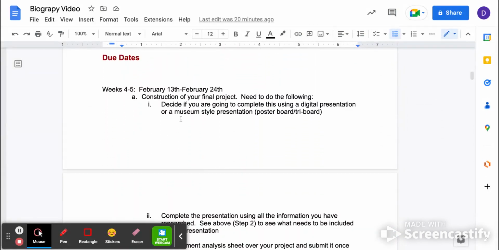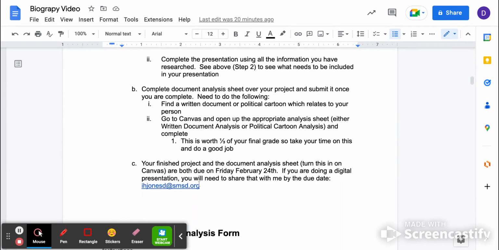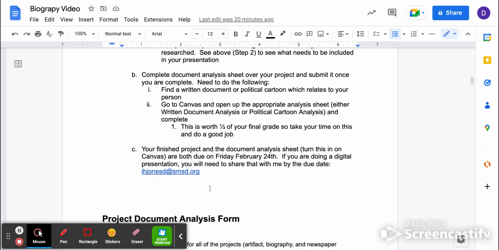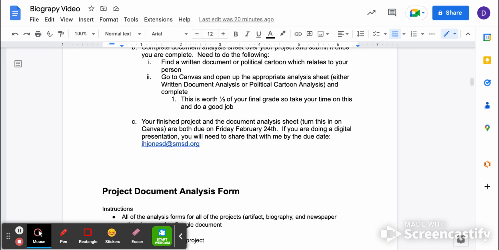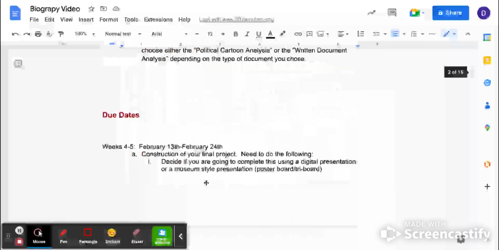So scrolling down, these are just your due dates. If you do a digital presentation, you have to share it with me. I need that in by the 24th. There's my email. Okay, let's talk about the document analysis form. So again, when you're ready to do this, you're going to click on Project Document Analysis Form.